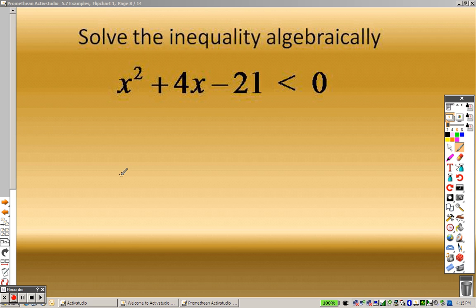Alright, 5.7, now we're going to try to solve quadratic inequalities. And to solve them, we do a rough sketch. But here's how you solve them. To solve them, factor this for me.